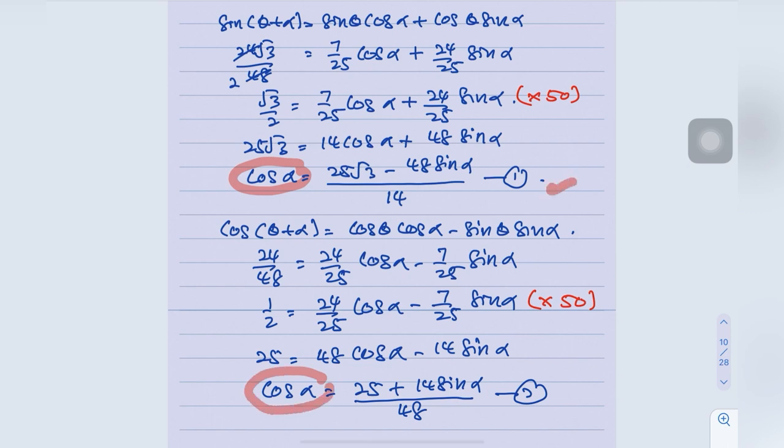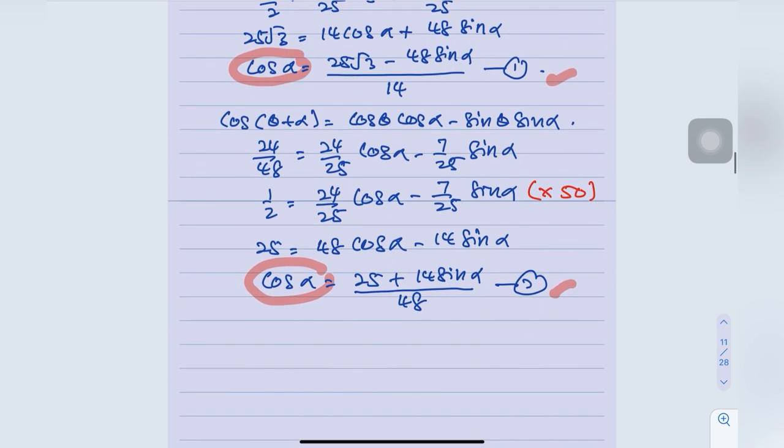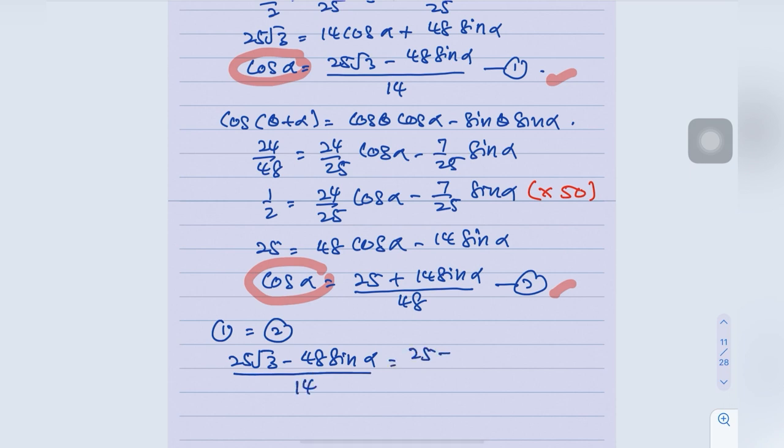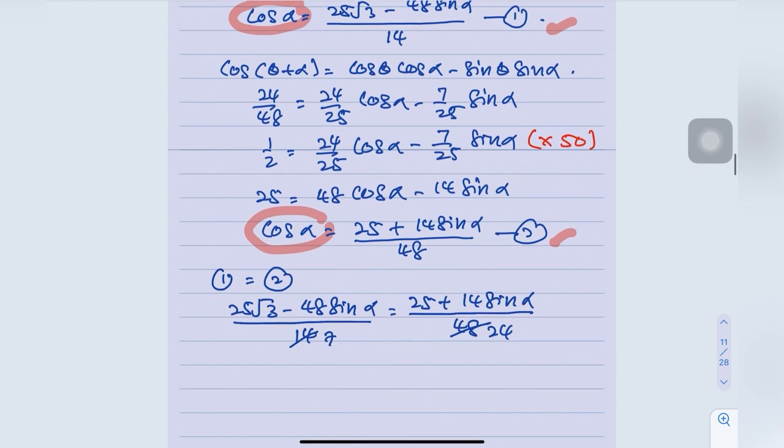So then we equate these two equations. Equation 1 equals equation 2. So 25 root 3 minus 48 sine alpha over 14 equals 25 plus 14 sine alpha over 48. Okay, so we simplify. This one is 7, this one is 24. So we cross multiply.